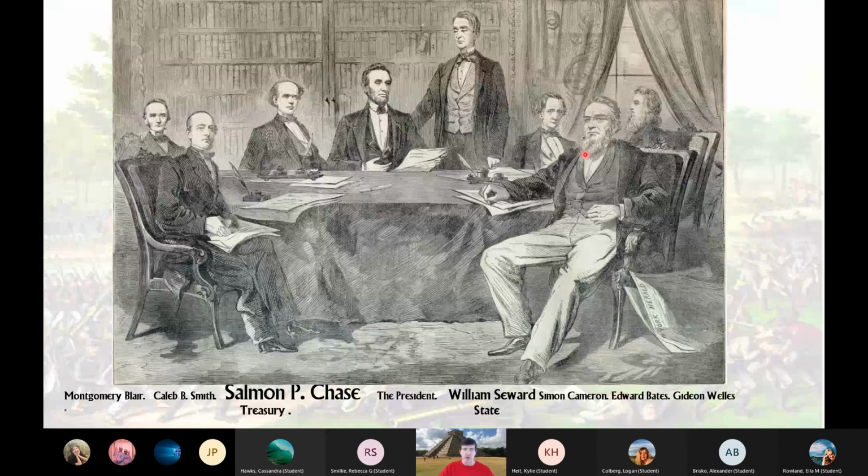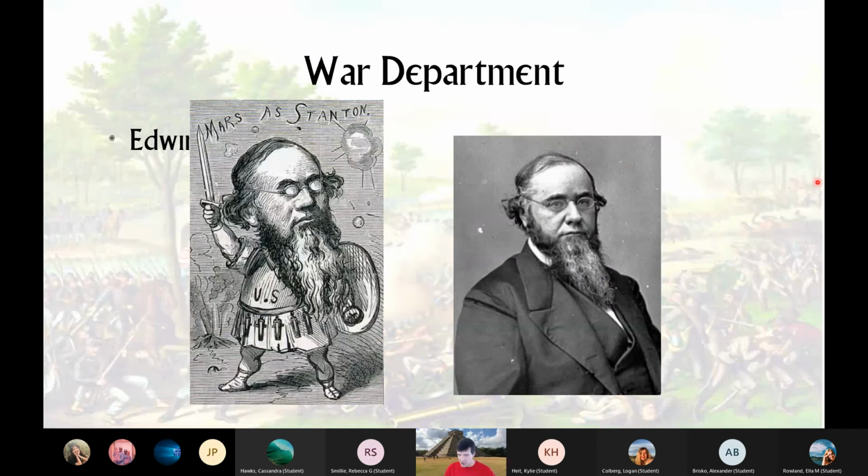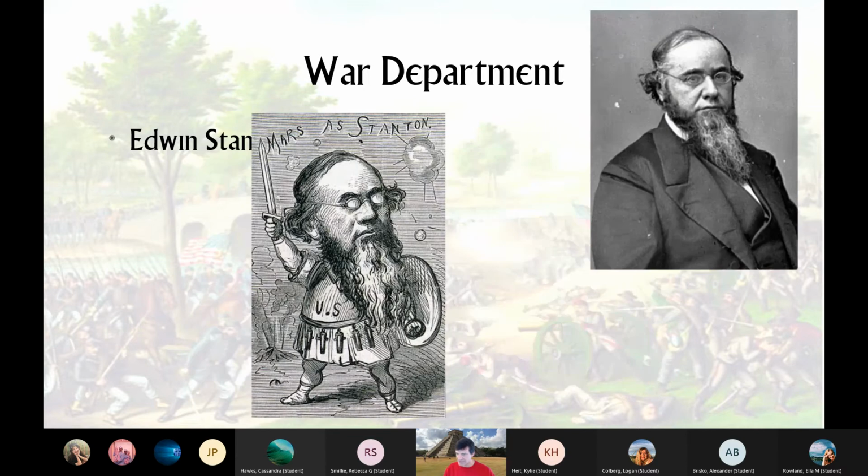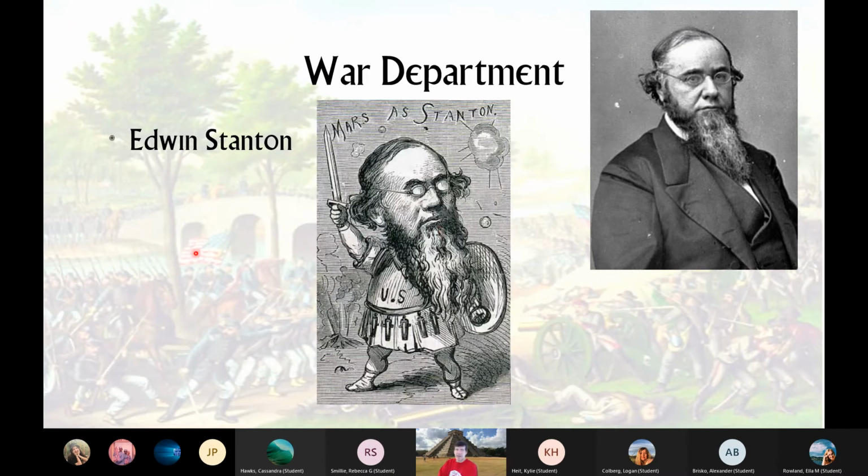So Chase and Seward, and the one we need to know is at the War Department, a name you cannot read. Sorry about that. Edwin Stanton. And he would become to personify the War Department. A hard-bitten former Democrat, he would become the Secretary of War. And Stanton would become an incredibly controversial character. And then after the war, he'd be responsible for Reconstruction.